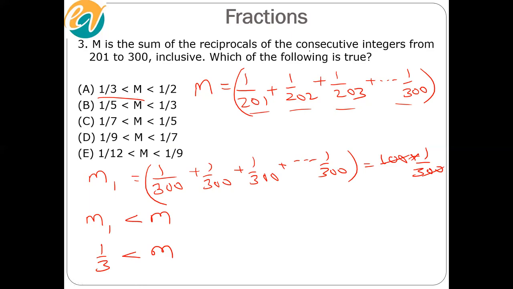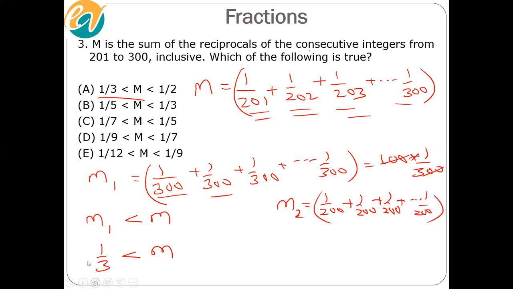Okay. Now what I'm doing is the other extreme. I am coming up with a term M2 where I convert every denominator into 200. Here I converted every denominator into 300. Now I'm converting every denominator into 200. So 1 by 200 plus 1 by 200 plus 1 by 200 and so on till 1 by 200.